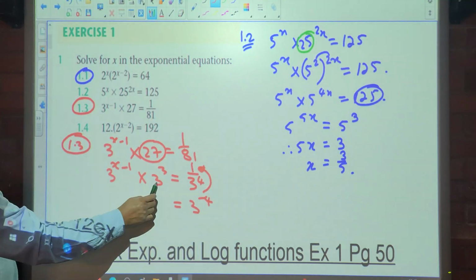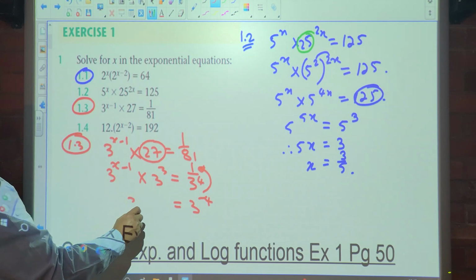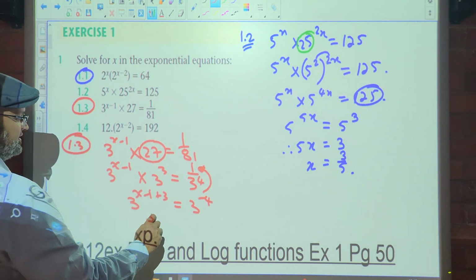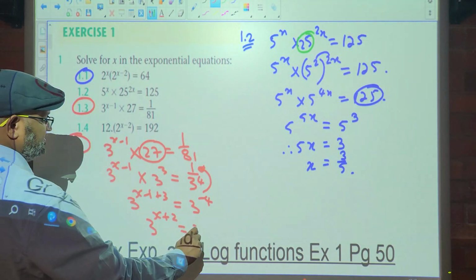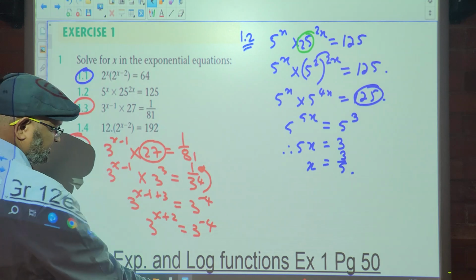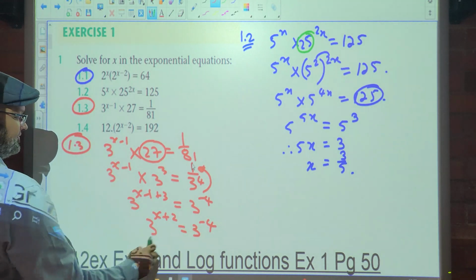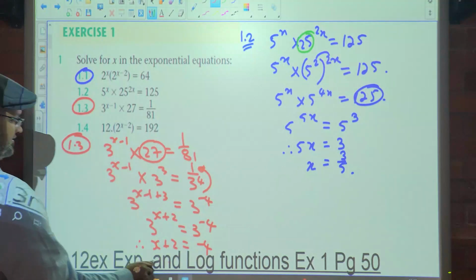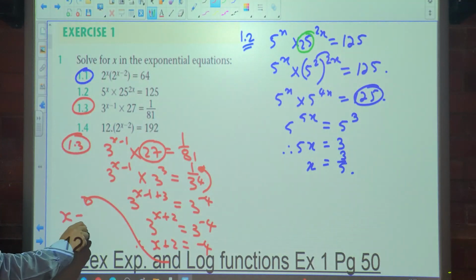When we're multiplying and bases are the same, we add the exponents. So x minus 1 plus 3 is 3 to the x plus 2, which is equal to 3 to the negative 4. Now, when bases are the same, exponents are equal. Therefore x plus 2 is equal to minus 4, which implies now that x is equal to negative 6.